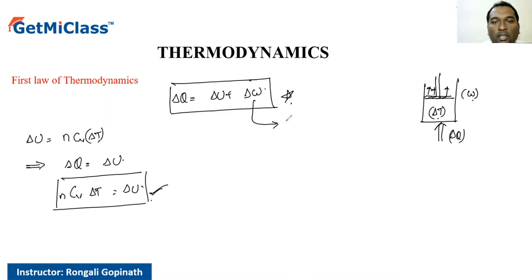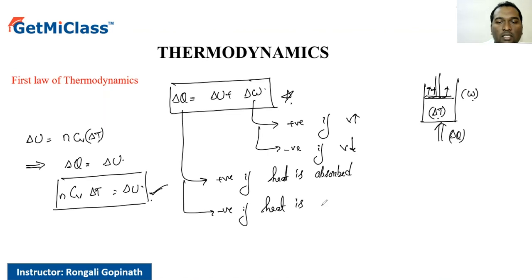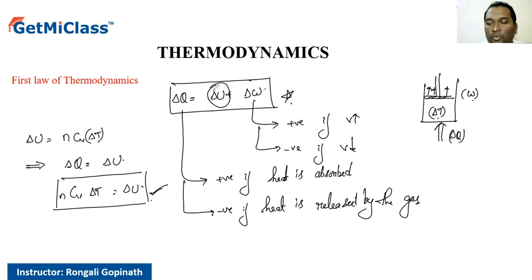Here we can understand that work done is positive if volume is increasing. It is negative if volume is decreasing. Similarly, for heat, it is positive if heat is absorbed by the gas. The same thing is negative if heat is released by the gas. Right? And similarly, delta U is positive if temperature increases, and it is negative if temperature decreases. This is about the first law of thermodynamics.